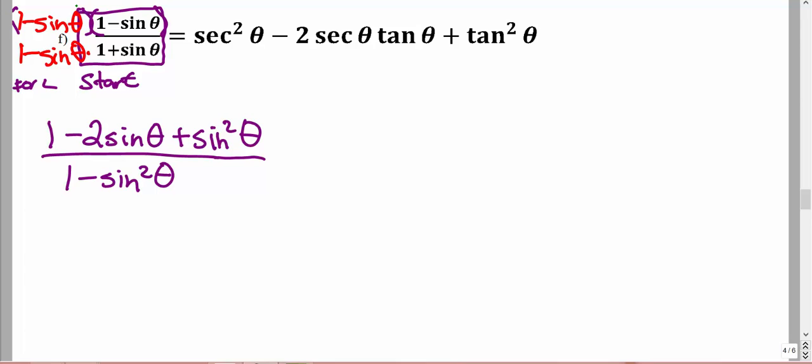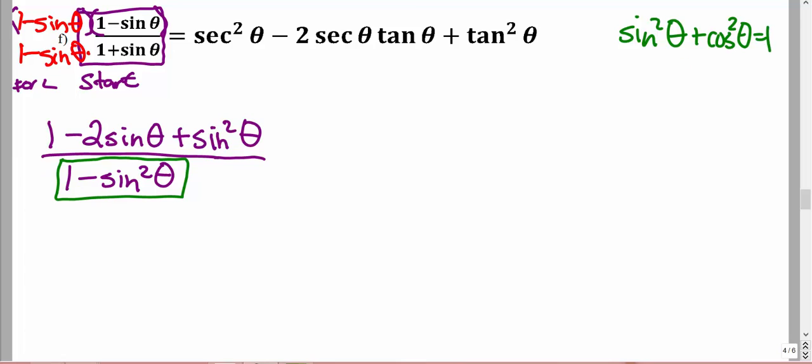And if you think to our goal, secant theta, tangent theta, all of those have cosine theta as a denominator, if I was to think about those as fractions. Well, how can we get there? Well, we notice that on the bottom, now that we multiplied by the conjugate, we have that sine squared theta. What is that equivalent to if I think about my Pythagorean identity? So let's think about our Pythagorean identity here for sine and cosine.